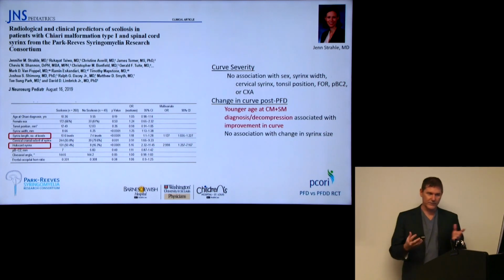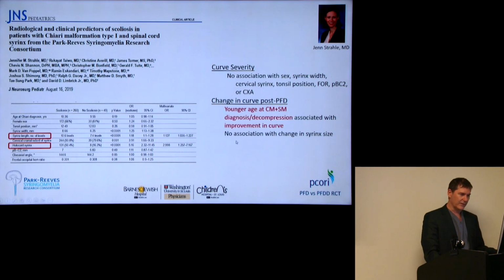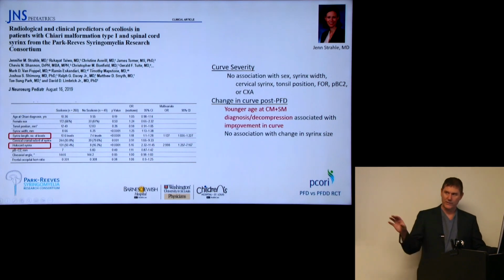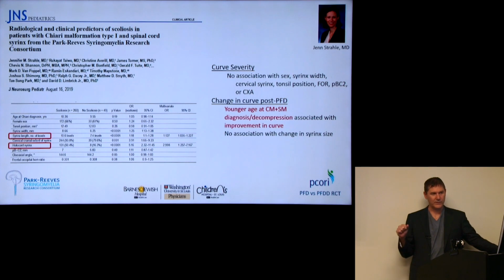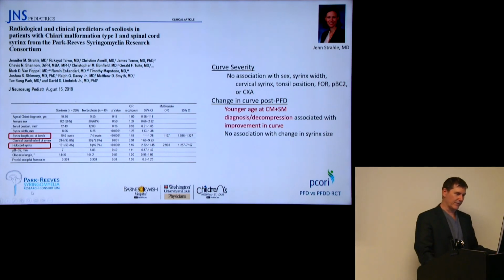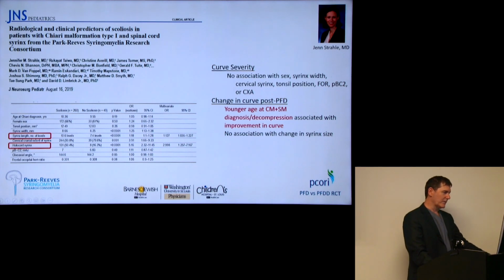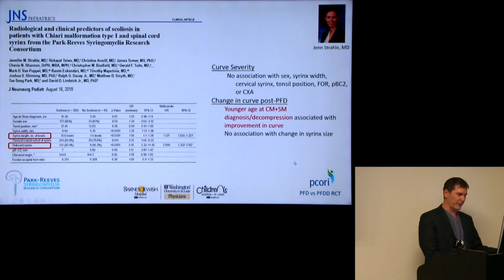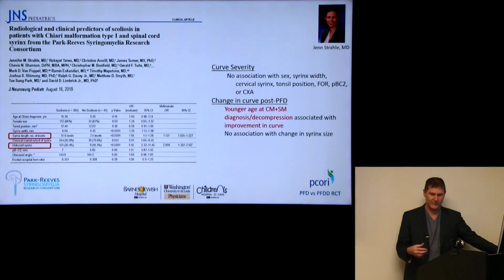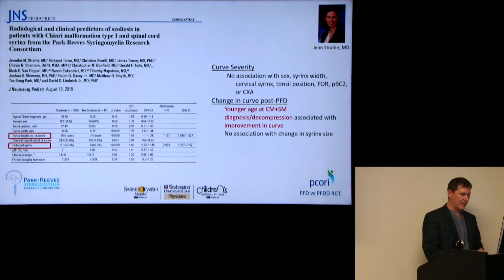And it was a really interesting paper. What she showed is that those who had a Chiari decompression in the setting of scoliosis and syringomyelia were more likely to have stabilization or improvement in their curve if they had surgery at a younger age. And holocord syrinx and then syrinx length were both predictors of having scoliosis. And it turns out that younger age at the time of Chiari decompression was associated with stabilization or even an improvement in that curve.